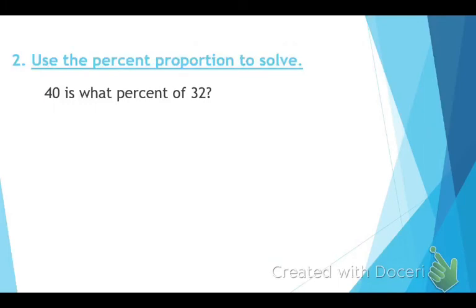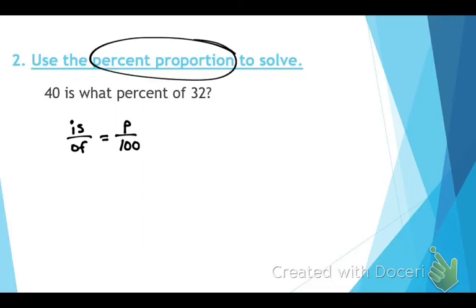Number 2 is asking us to use the percent proportion to solve. Please make sure you start with the percent proportion formula and then plug in each of the steps. Okay, first off, what is the percent proportion? Is over of equals P over 100. Okay, listen, a lot of people got the right answer on their quiz yesterday, but they did P times of equals is. I am looking to make sure you understand what the percent proportion is. If you do not have this part so far written down, you need to erase your board and fix it, okay?